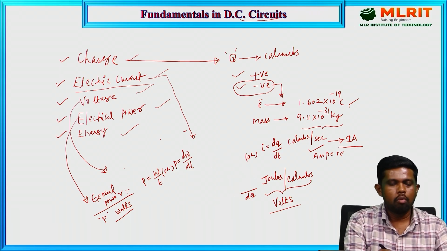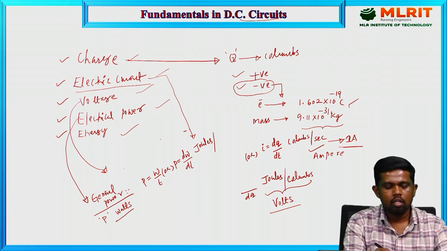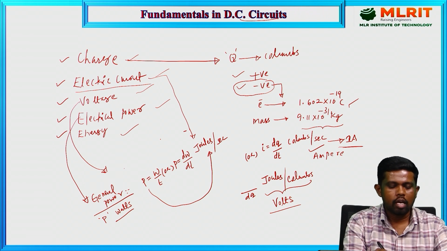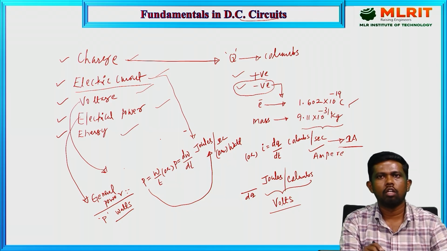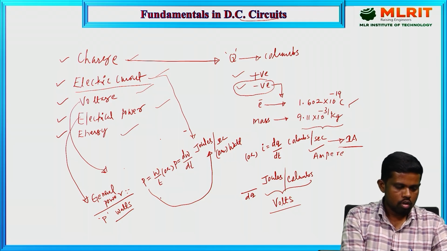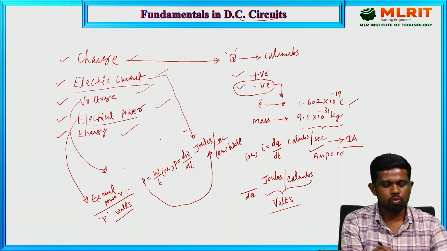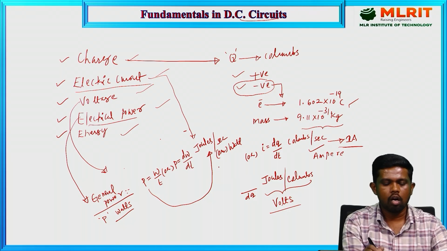Here dW is the work done, so its unit is joules, and the time is measured in seconds. So the power unit is joules per second. The power of anything in physics can be measured in joules per second. 1 joule per second is called 1 watt. So we measure power in watts. Now we are going to discuss electric power. This is general power, nothing but the rate of doing work, measured in joules per second, or simply watts.